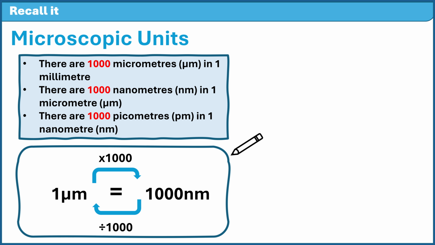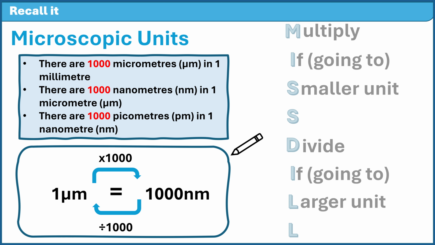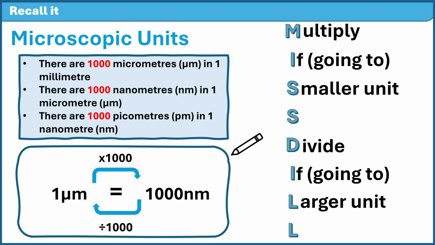If you're going from micrometres to nanometres, you're multiplying. Multiply if going to a smaller unit, MIS. If you're going from nanometres to micrometres, you will divide. Divide if going to a larger unit, DIL. If you need to review this, see my other video on converting microscopic units, also linked below. This is essential when working with magnification calculations because your final answer must always be in the correct unit to score full marks in the exam. Let's keep this in mind as we move on to the magnification formula.